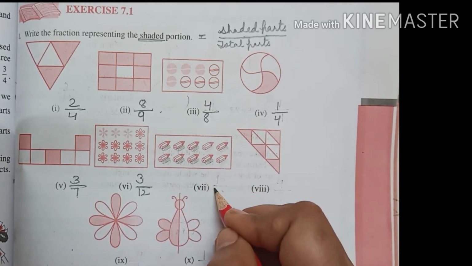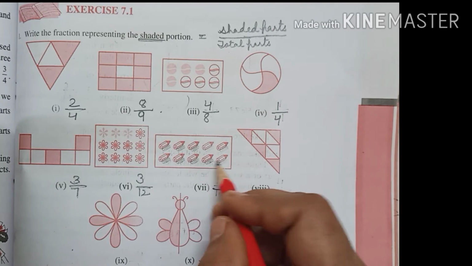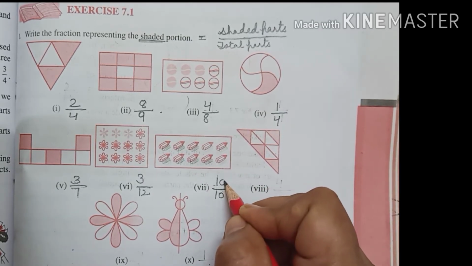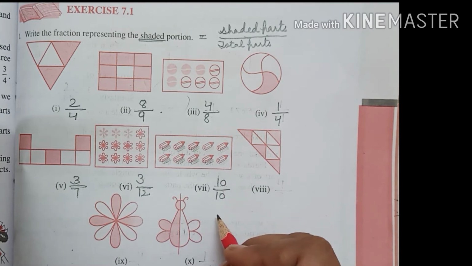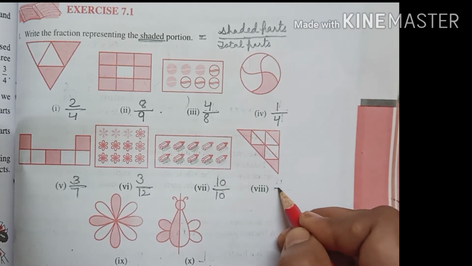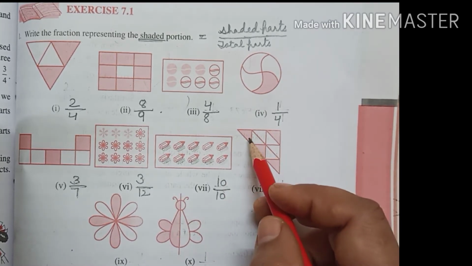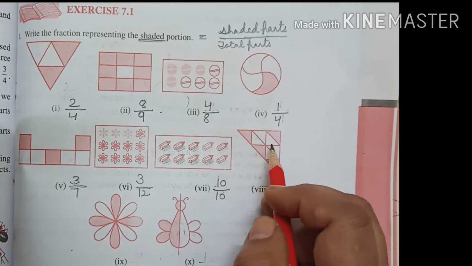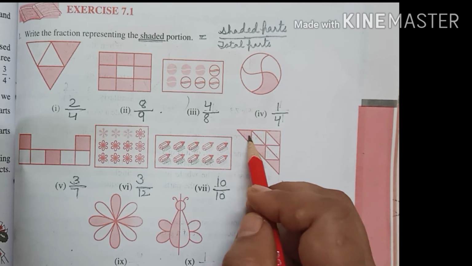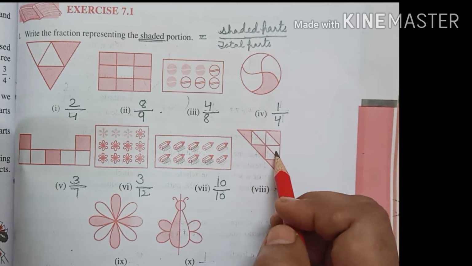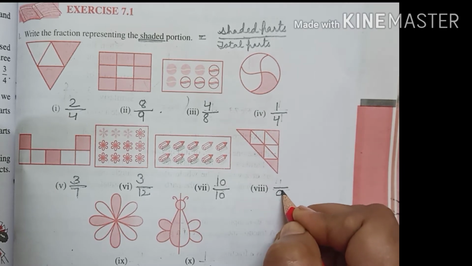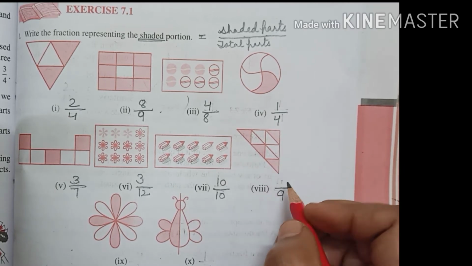Here, in this rectangle, there are 10 pencils and all are shaded. So, our fraction will be 10 upon 10. In next part, this figure is divided into 9 parts. 1, 2, 3, 4, 5, 6, 7, 8, 9. Total 9 rectangles. How many are shaded?